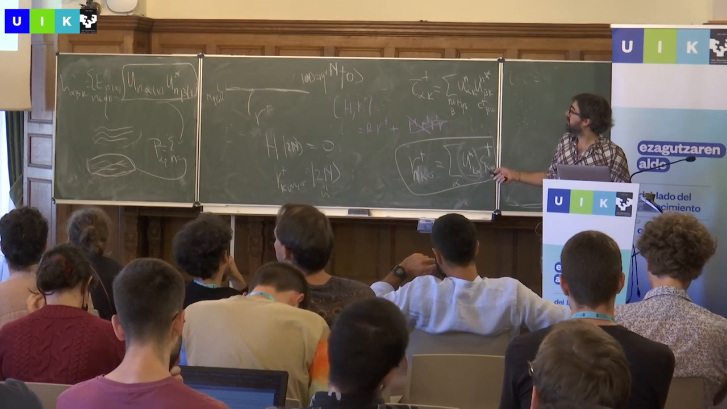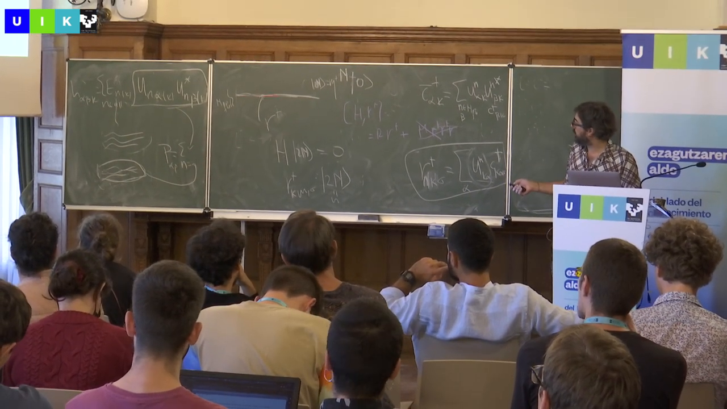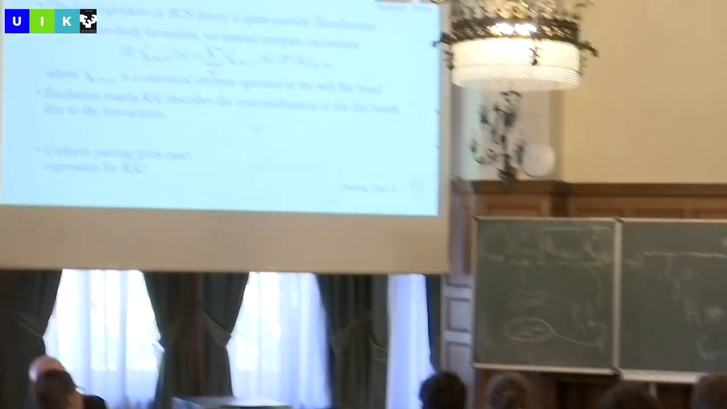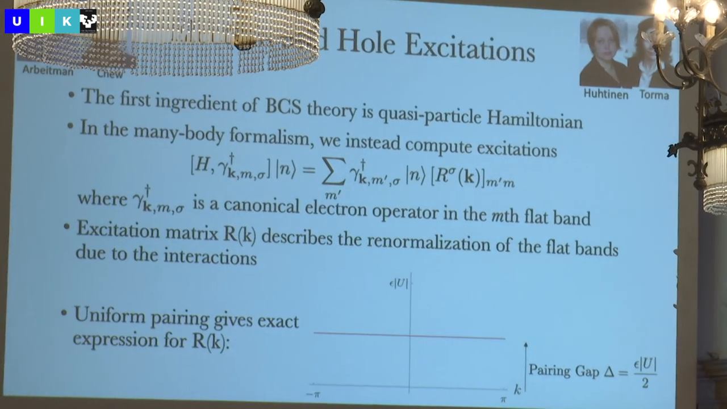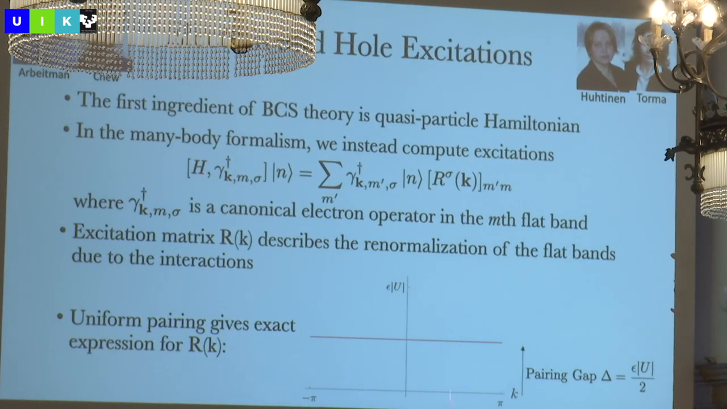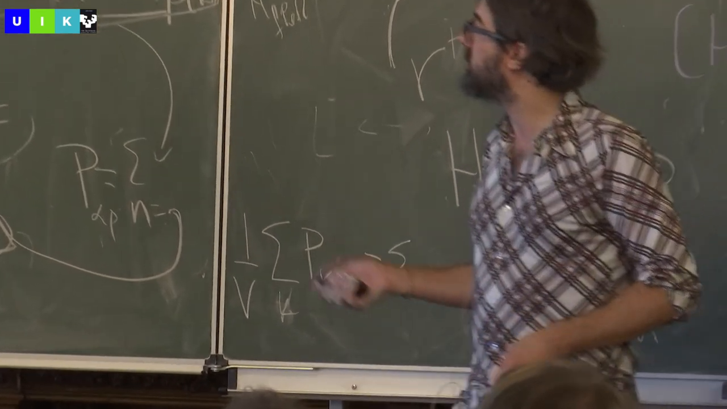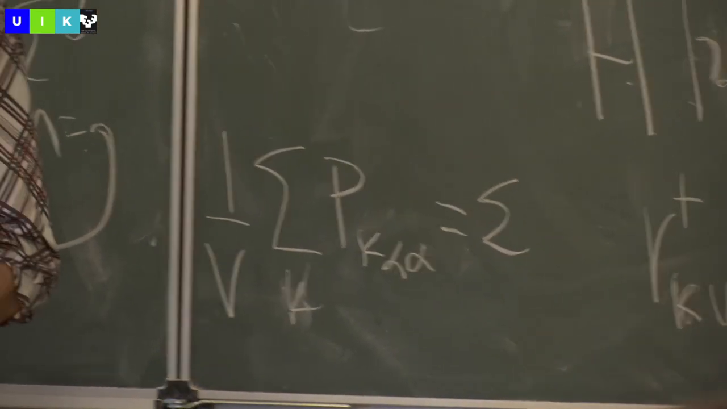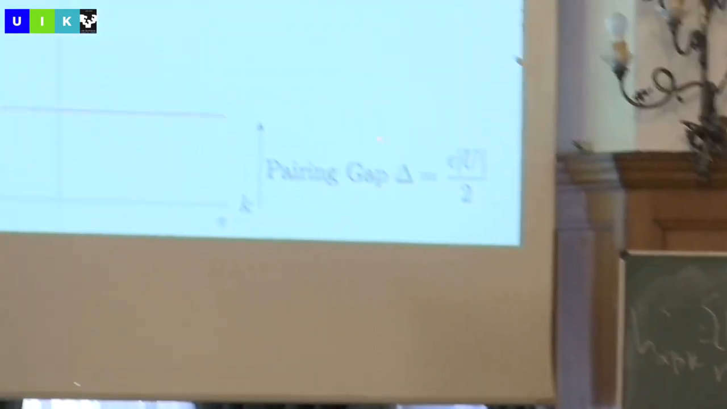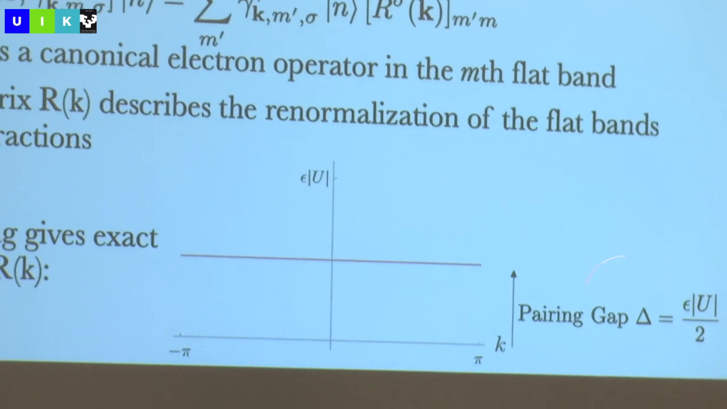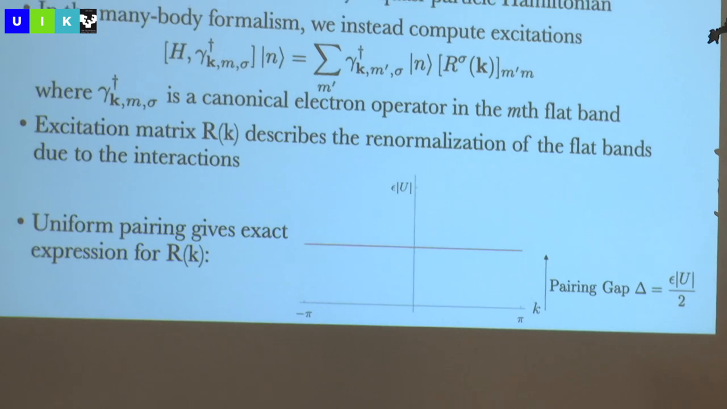So this matrix describes what happened to these flat bands due to interactions, and you find out that nothing happened. So the charge 1 excitation of this Hamiltonian is actually flat in energy. This was the uniform pairing condition: I remind you that 1 over the volume, sum over k, of the projection operator of momentum k component alpha alpha was this epsilon. It doesn't depend on alpha. And the pairing gap is this. This is basically Volovik's result: the pairing gap in flat bands is proportional to the interaction.